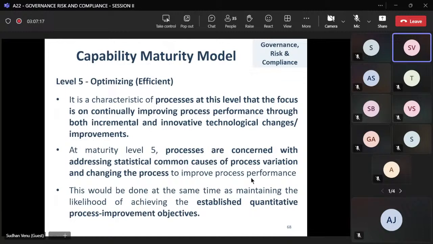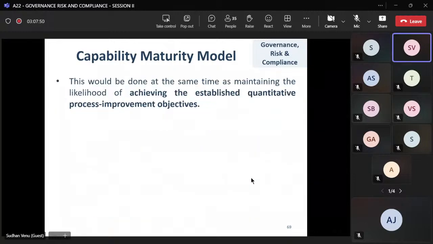And the fifth one is optimizing. Optimizing is nothing but an efficient one. The characteristic of the process at this level is that the focus is on continuously improving process performance through both incremental and innovative technological changes, done at the same time while maintaining the likelihood of achieving the established quantitative process improvement objectives. And maturity level 5 is concerned with addressing statistical common causes of process variation and changing the process to improve process implementations. And this is the overall capability maturity model level 5.